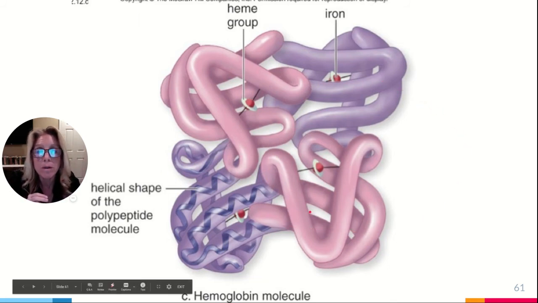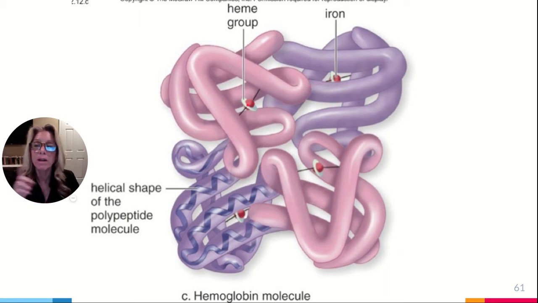Each hemoglobin molecule can carry an O2 on each of its iron atoms, in the heme group. Each red blood cell has 250 million molecules of hemoglobin, and each can carry 4 molecules of oxygen. If you multiply by 4, that's 1 billion molecules of O2 in each red blood cell, generally speaking. So red blood cells contain hemoglobin and function in oxygen transport.